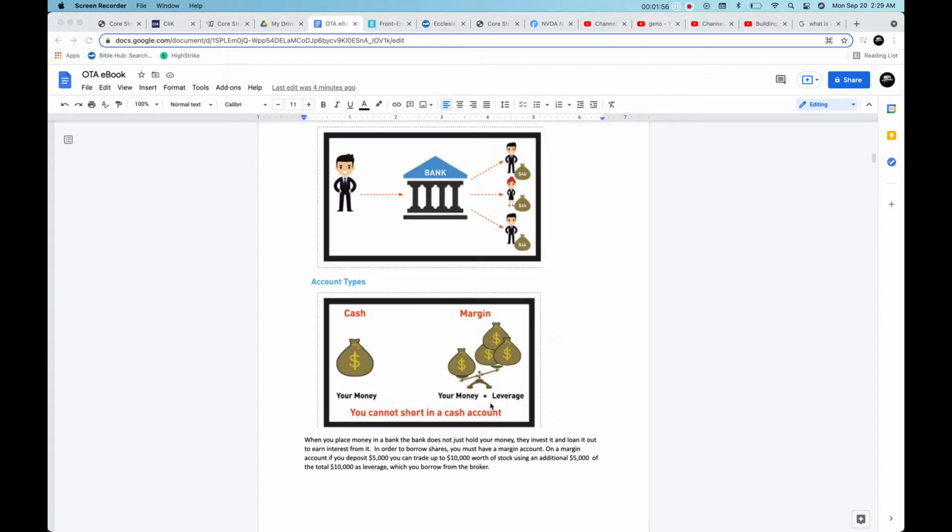Now, when you place money in a bank, the bank does not just hold your money, right? They invest it and they also loan it out to earn interest on that money. In order to borrow shares, you're going to need something called a margin account. On a margin account, let's say you deposit $5,000, you have the ability to trade up to $10,000 worth of stock, because you're going to use an additional $5,000 of the total $10,000 as leverage. And that additional $5,000 is what you're going to be borrowing from your broker.